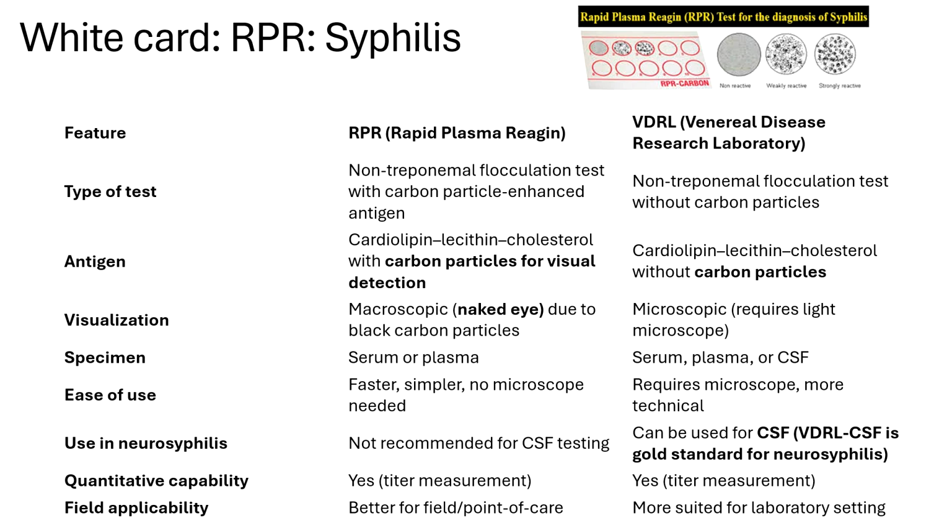However, RPR can only be done from a serum or plasma. However, a CSF VDRL is the gold standard for the diagnosis of neurosyphilis. Both tests can be used for a quantitative titer. RPR is basically a point of care test. VDRL is mainly used in the laboratory because it requires a microscope.